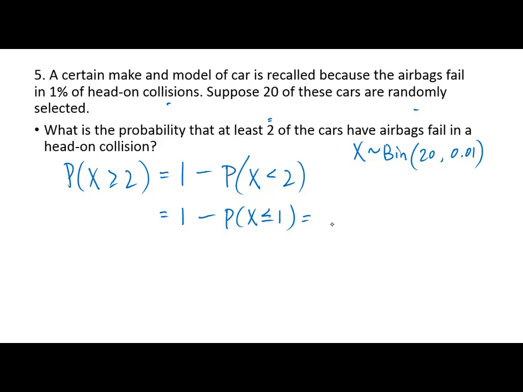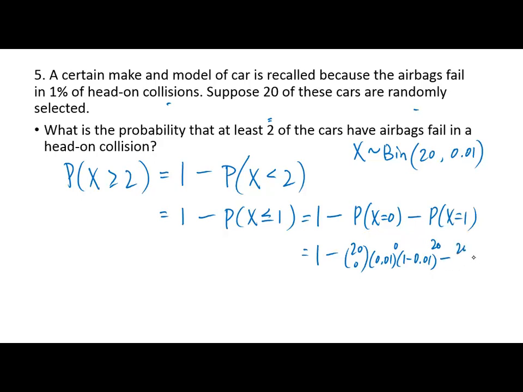If you want to, we could also do this directly. So this is 1 minus the probability that x equals 0 minus the probability that x equals 1, and we could calculate each one of those individually. So 1 minus 20 choose 0 times 0.01 to the 0 times 1 minus 0.01 to the 20th, minus 20 choose 1 times 0.01 to the 1 times 1 minus 0.01 to the 19th. I'm just writing out the binomial probability mass function here.